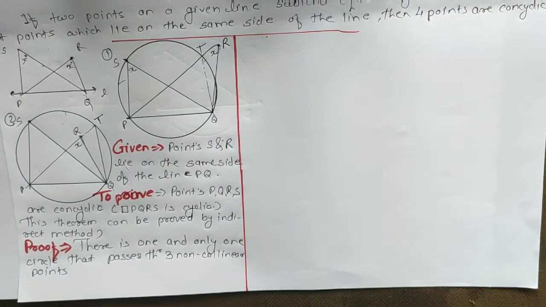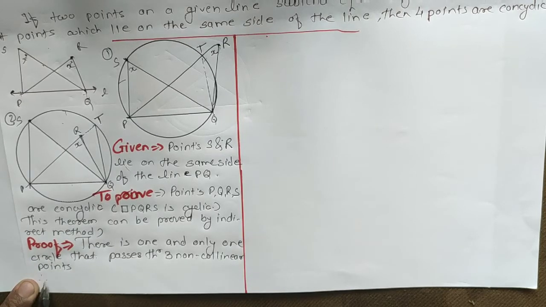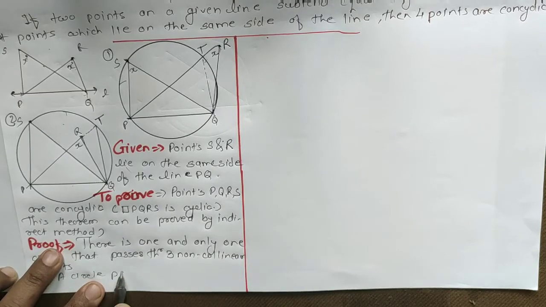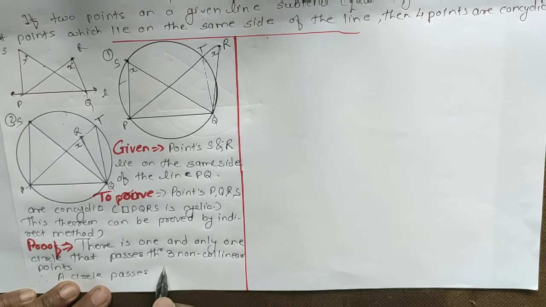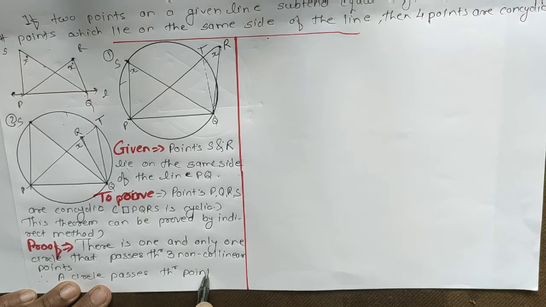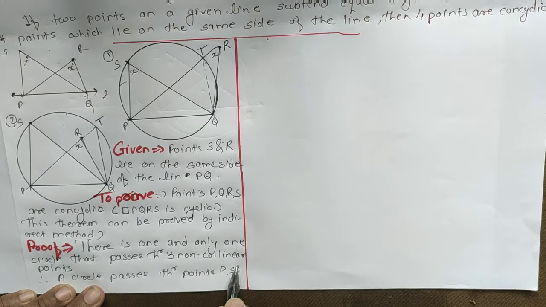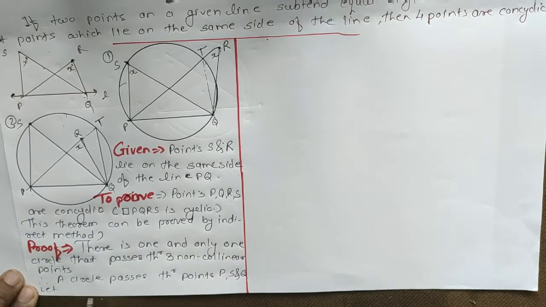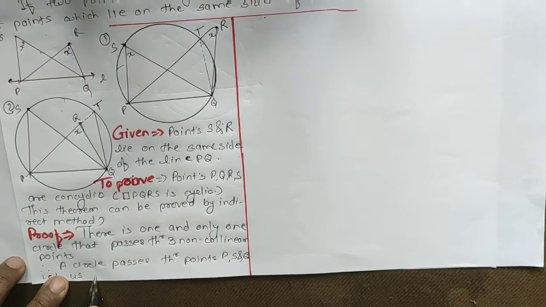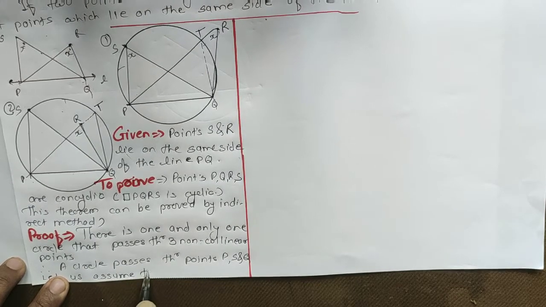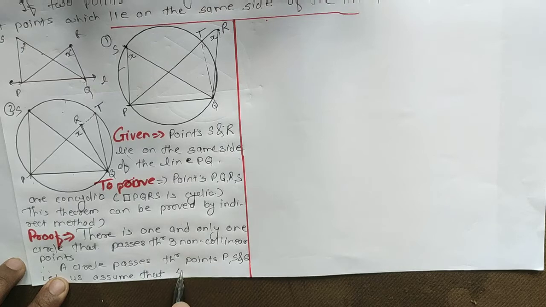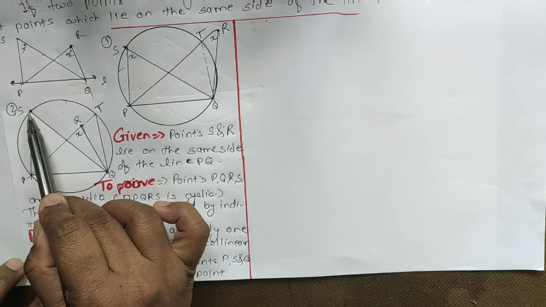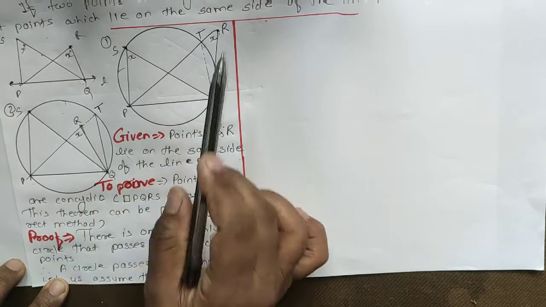Then a circle passes through points P, Q, S. Therefore a circle passes through points P, S and Q. Okay, and let us assume that the fourth point, which is R. So this circle is passing through P, Q and S points, but it is not passing through point R.